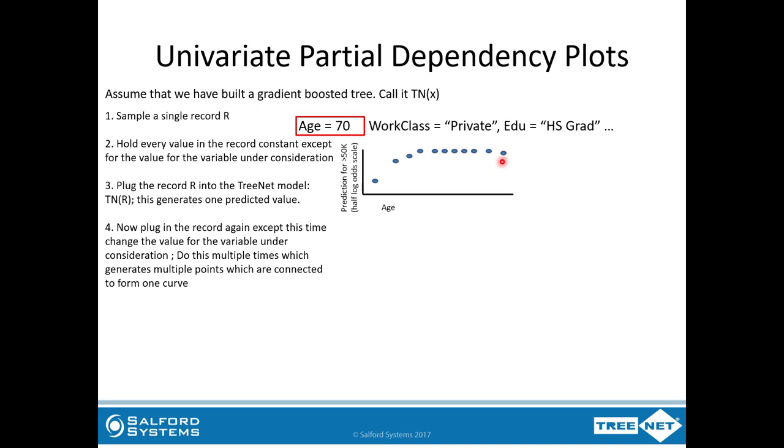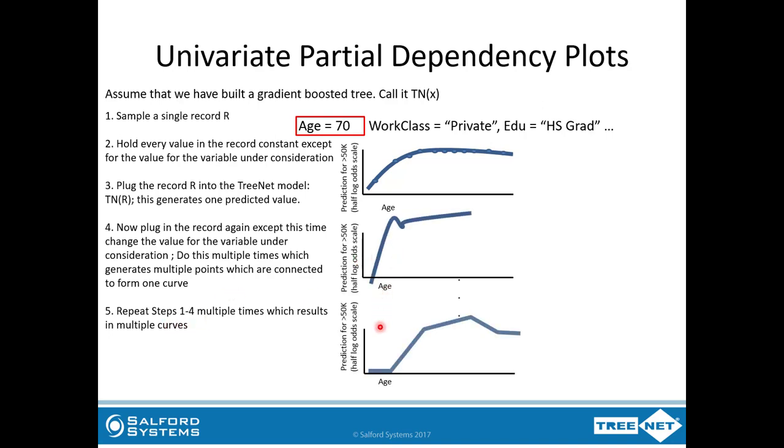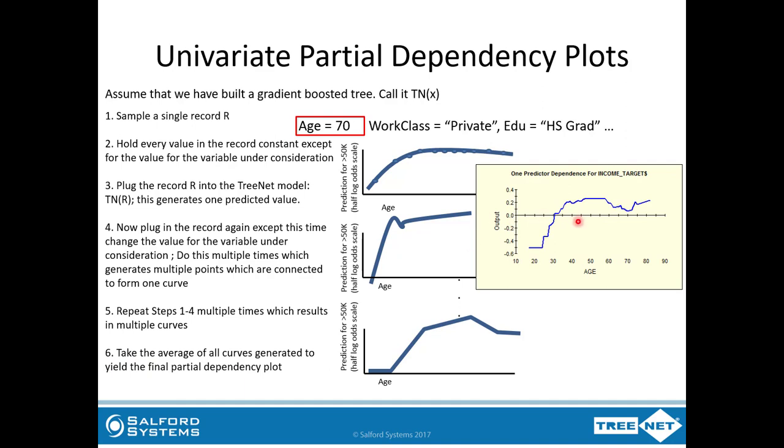Okay. And then connect all of this into one curve. And then what you do is you repeat this process multiple times, which is going to result in multiple curves. So maybe you get a curve like this, and then you keep going, and maybe you end up with one like this. And so the final step is just to take the average of all curves generated to yield the final partial dependency plot. So average all of these, and you're going to get a curve like this.